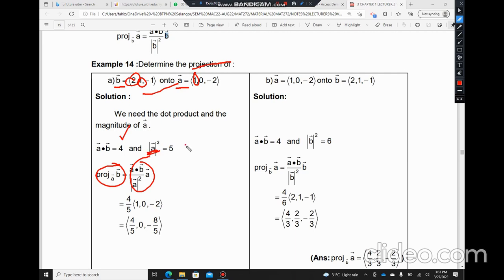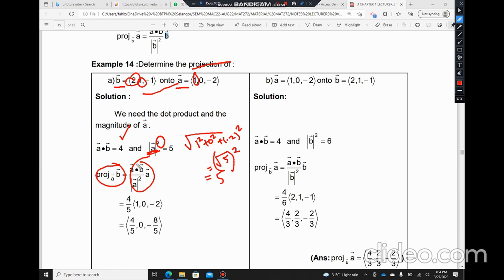Yang ni dia nak magnitude of A. Okay, so dia ada yang ni kan. Untuk A, 1 square plus 0 square plus negative 2 square. So that's why you get 5. And then formula dia ada square kat luar ni kan. Okay, so square root 5 kita squarekan, so that's why dapat 5.